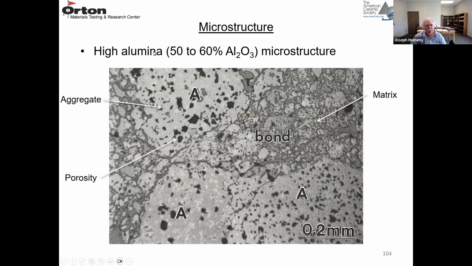So here's a sample microstructure at 60% alumina. You can see a sintered alumina, high alumina particle right here. The black is the porosity. So this is an aggregate. Here's another one. Here's another one. And the bonding phase, there's a lot of smaller, finer particles of the calcined aggregates, but in between there's a matrix in this little bit darker gray region.